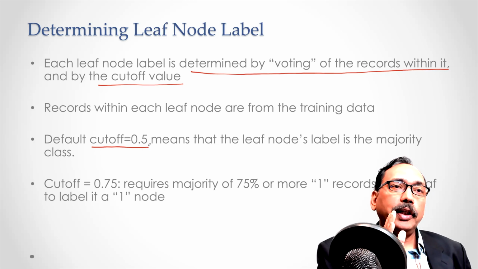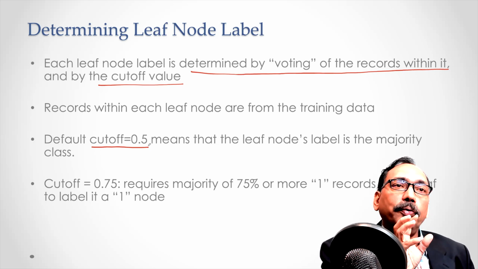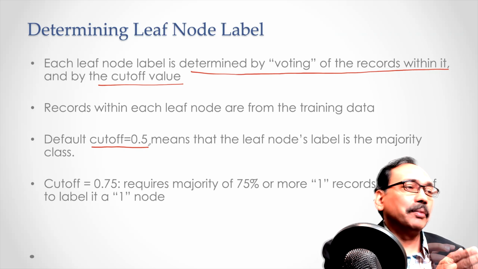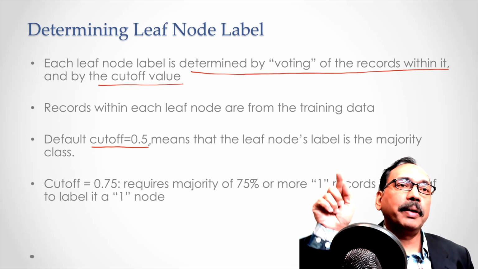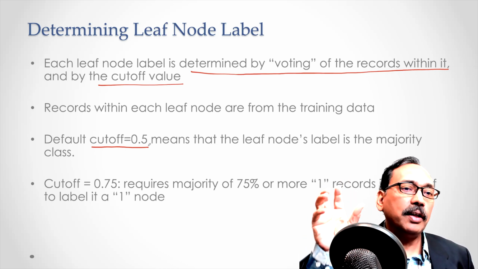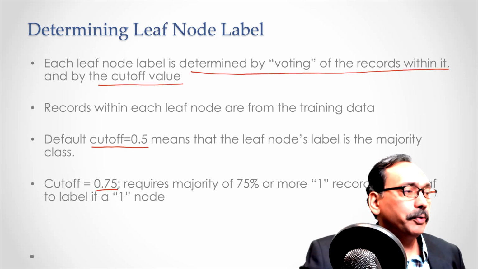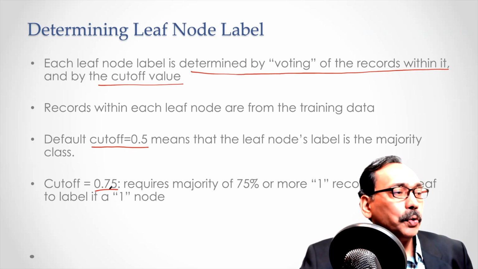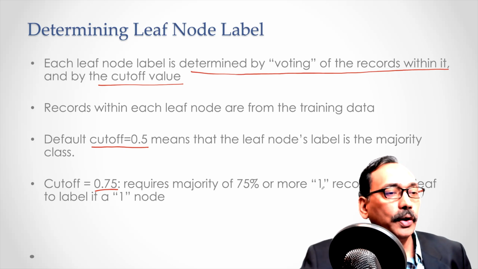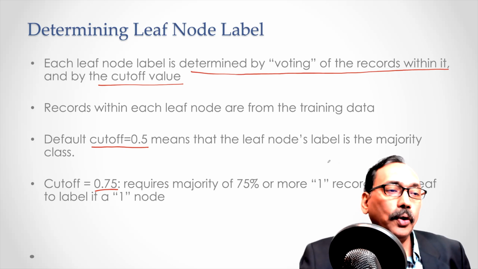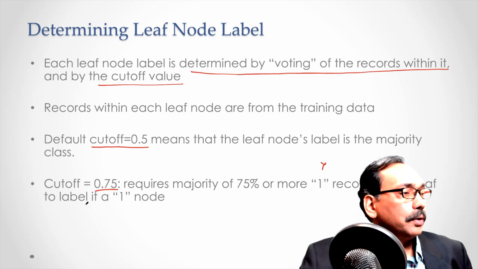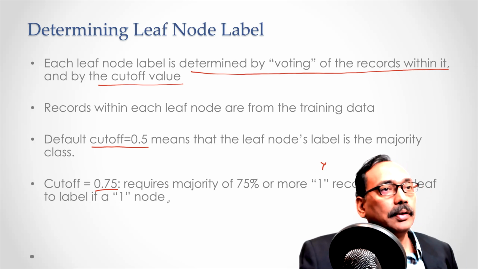So if at that node the proportion of emails that are spam is higher than 50%, then immediately we say that node represents Y or yes for spam. But if it is less than 50%, we say no. If you increase your cutoff to 0.75, it requires a majority of 75% or more records of Y for the emails in the leaf to label it as 1 for the node.